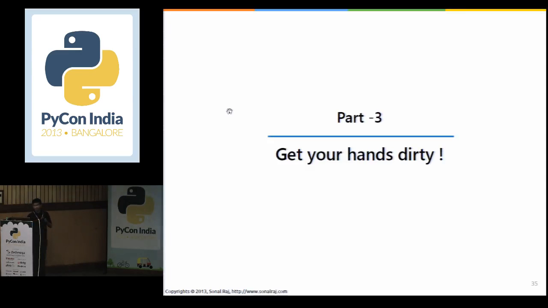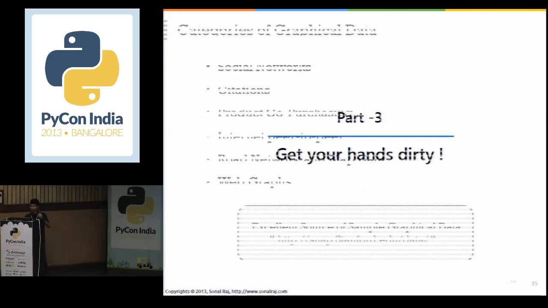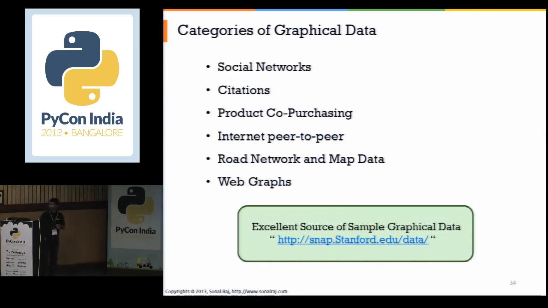Okay, let's get into a little coding. The demo that I'll present here is based on some sample social network data set. Okay, I think I missed a slide before. Yeah, categories of graphical data. Presently you'll get graphical data from social networks, from citations. You'll get product co-purchasing from torrents or any other peer-to-peer networks. You'll have mapping data and road networks. You'll have web graphs, and as a matter of fact, you can also have weather data.